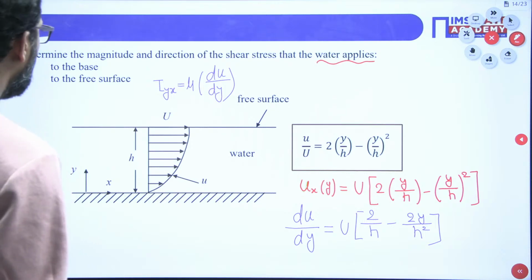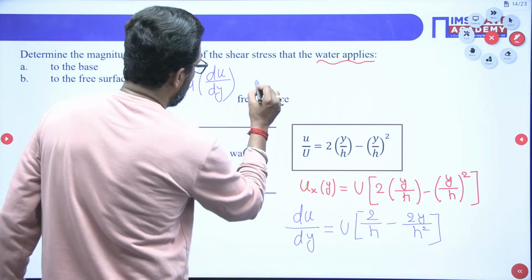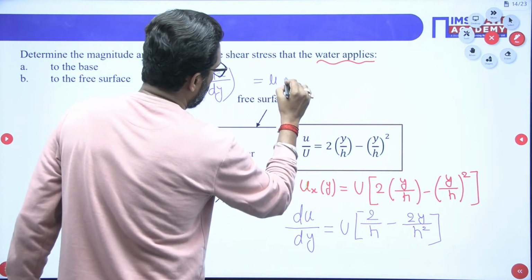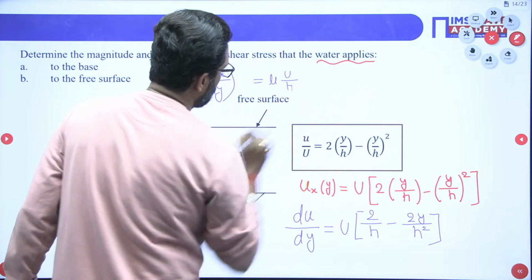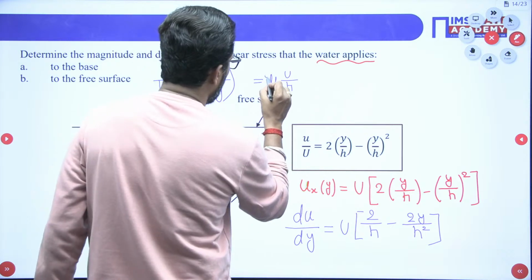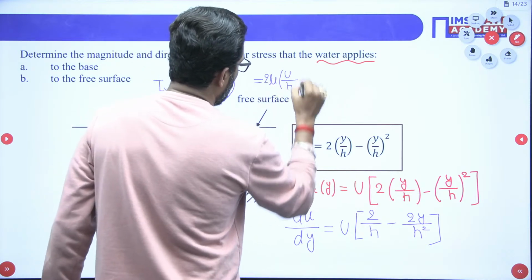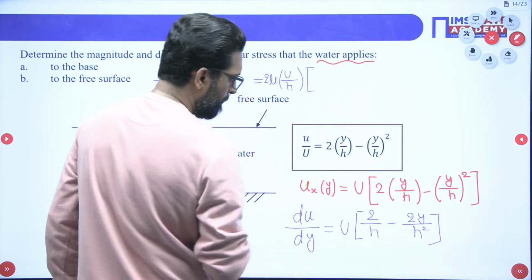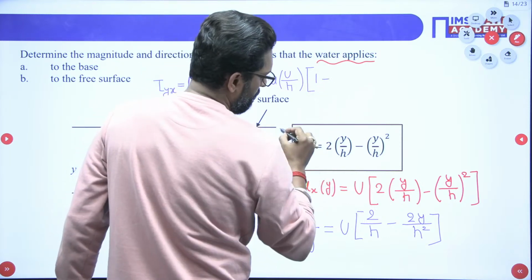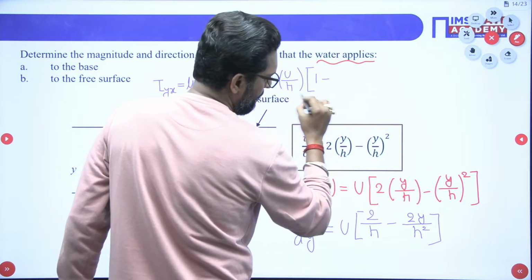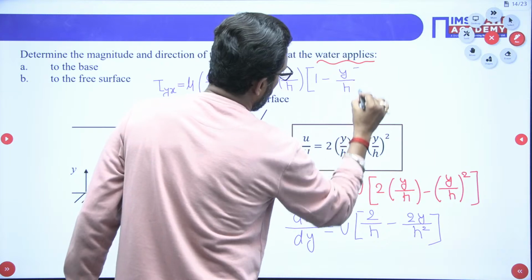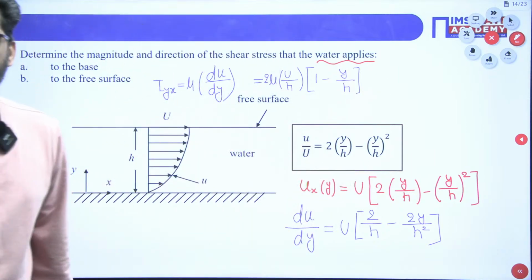So if you put this value back here, this is mu u by h, yes or not? Mu u by h, also you have to take 2 into 2 by 1 minus y by h. Yes or not? This is shear stress.